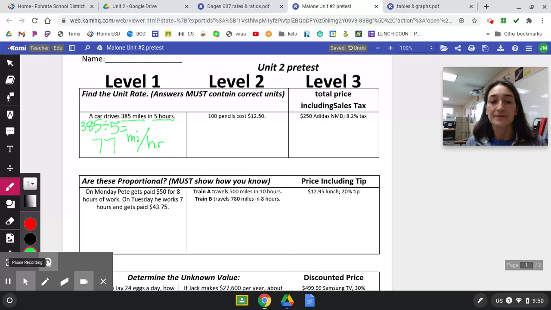Okay. Though I will say in the second option, you have a choice. They said 100 pencils cost $12.50. Usually we want to know the price per pencil, not pencils per dollar. Okay, so I would actually take my money and divide it by the pencils on that one. Just something to keep in mind.